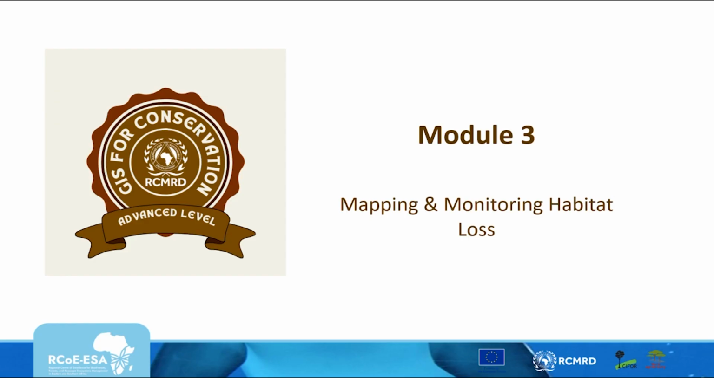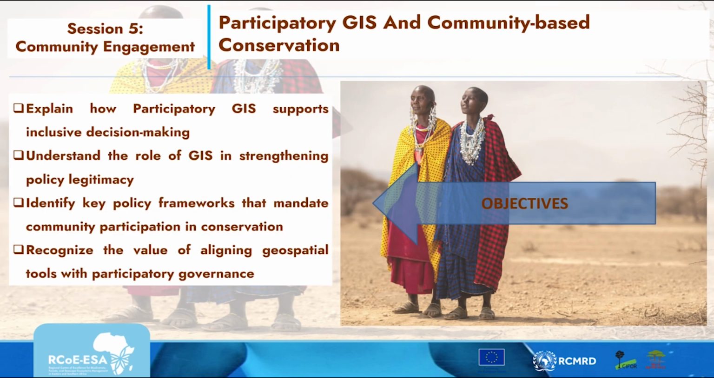Session 5. So Module 3 is on mapping and monitoring habitat loss, and Session 5 is on community engagement. So I'll be looking at participatory GIS and community-based conservation. So what are the key objectives for this session?